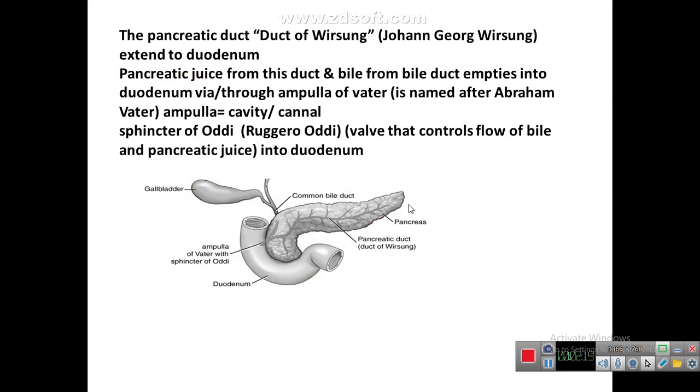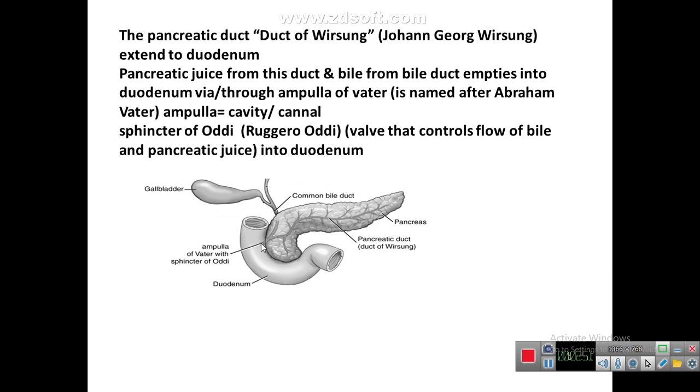The main pancreatic duct, also known as the duct of Wirsung, in honor of the scientist Johann Georg Wirsung, extends to the duodenum. Pancreatic juice from this duct and bile from this bile duct empty into the duodenum through the ampulla of Vater. This opening, the Vater, is named after Abraham Vater, while ampulla means cavity or canal.